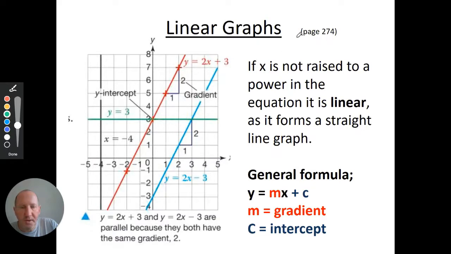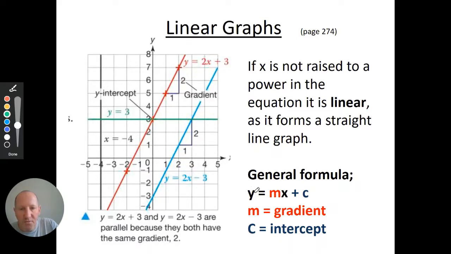This print comes straight from the higher book, page 274. It has on it two straight lines: y equals 2x plus 3 and y equals 2x minus 3. Both of these are straight lines. They're linear equations because x is not raised to any power. It's being multiplied by 2, but it's not being raised to a power.